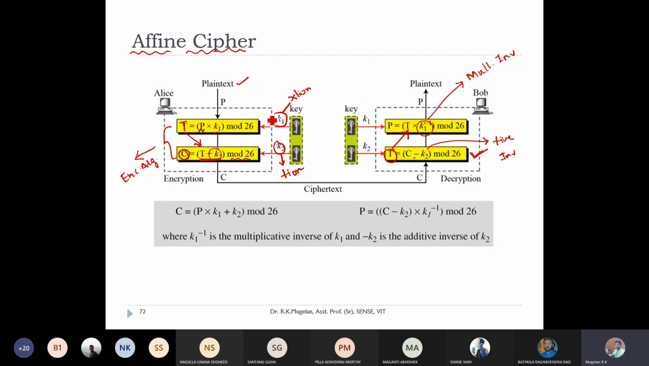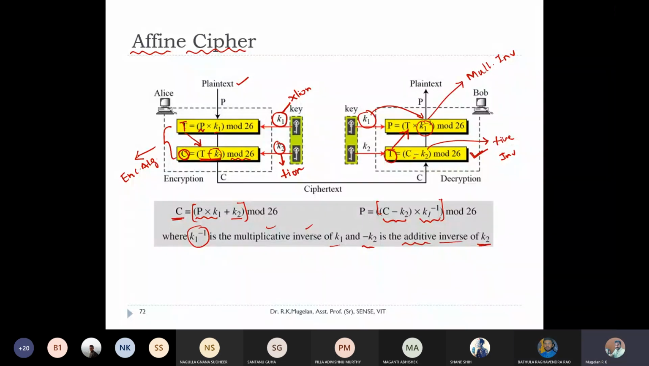And here the K1 which is used for multiplication, the same K1's multiplicative inverse will be used in the decryption part. So if you want to write it mathematically, I'll be writing P times K1 plus K2, the entire thing modulo 26, will give me the ciphertext, and C minus K2, then I'll be multiplying with the multiplicative inverse of key K1. Then I'll perform the modulo operation. So in this, as I said, K1 inverse is the multiplicative inverse of K1, and minus K2 is the additive inverse of K2.